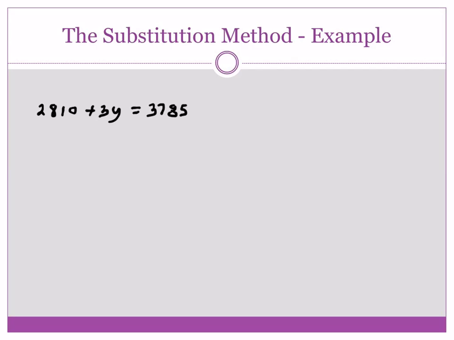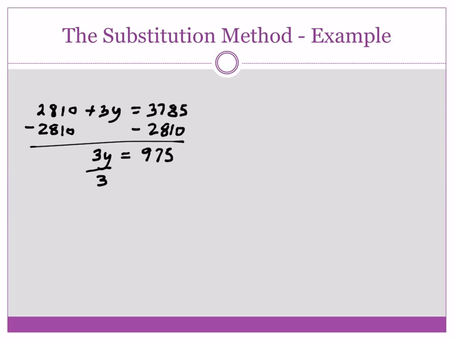All right, now what? You're going to subtract 2,810 from 3,785. Okay, so what does that give me? It gives you 975. Is that good with everyone? 975? And then our last step would be the division, right? Divide by 3. Okay, so what's 975 divided by 3? 325. Okay, that's y, excuse me. I need to find x as well.